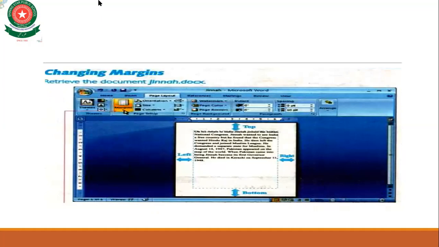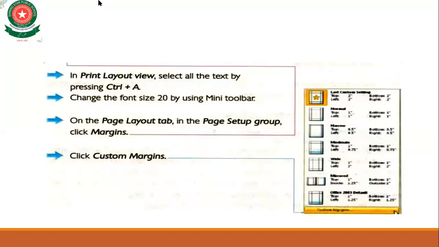Here we are going to change the margins. First of all, we have to retrieve the document, Jinnah or any other document. Then in the print layout view, select all the text by pressing Ctrl plus A. Now change the font size to 20 by using the mini toolbar.